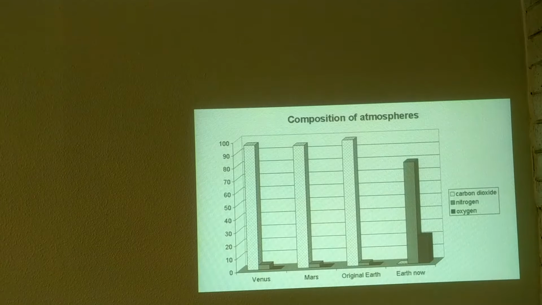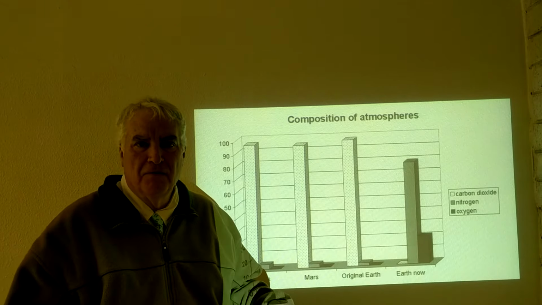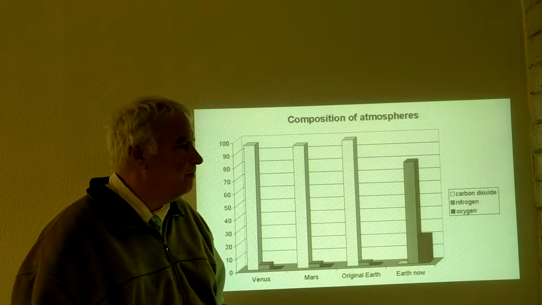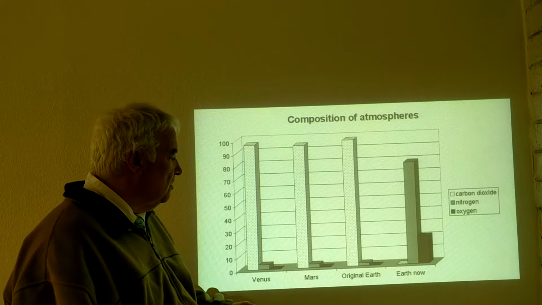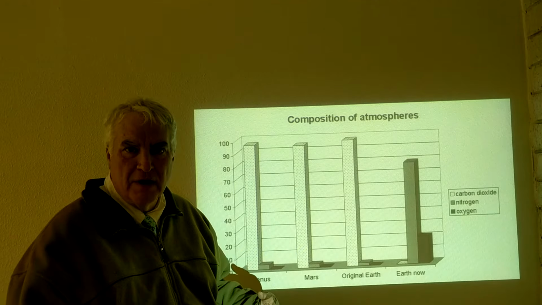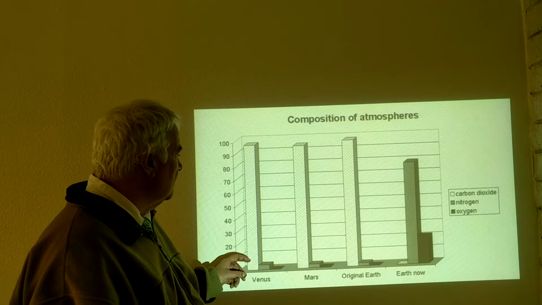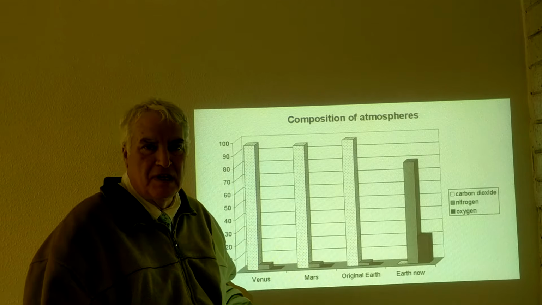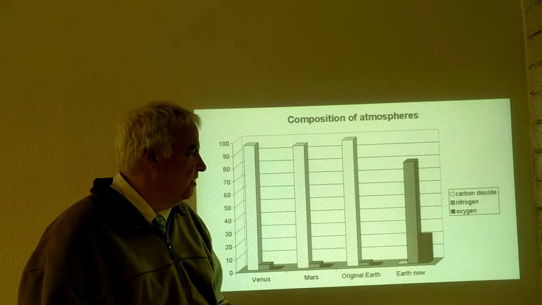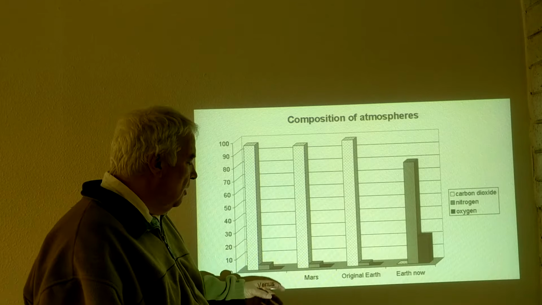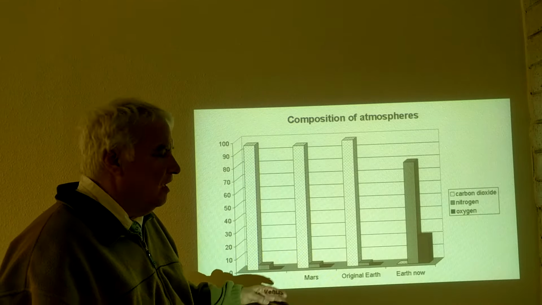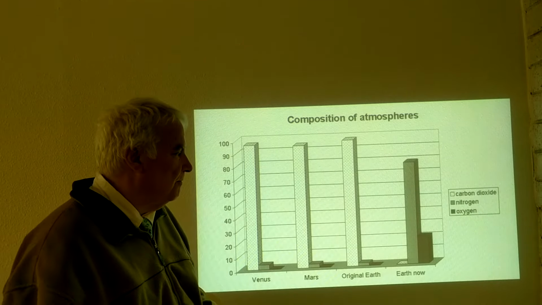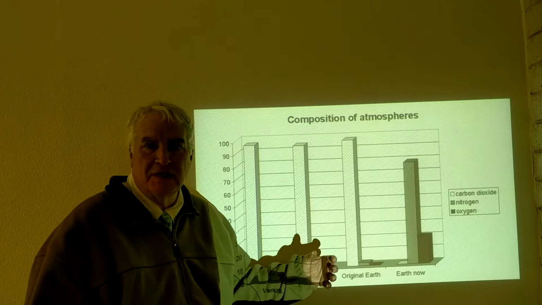Now, if we look at the composition of the atmospheres, not the amount of the atmosphere, this is very different, we'll look at that in a second. But the composition, Venus and Mars and the original Earth were all very similar, and Venus has 96% carbon dioxide in its atmosphere, 4% methane, trace amounts of oxygen. Mars, about the same, about 95% of its atmosphere is carbon dioxide. The early Earth was probably very similar.